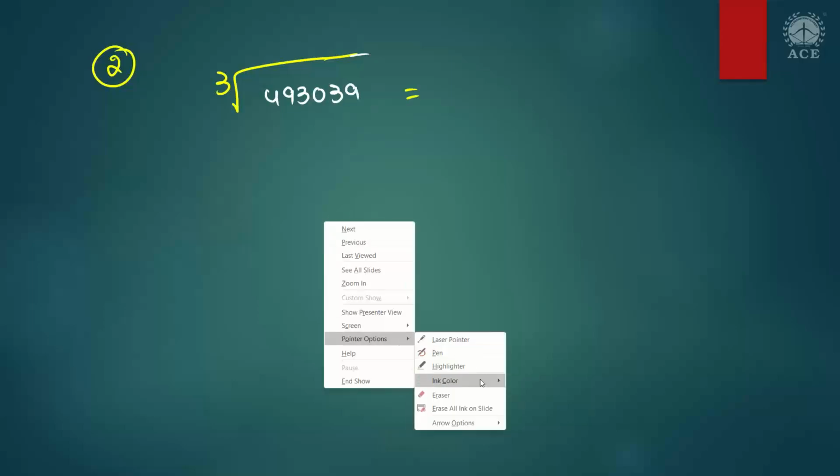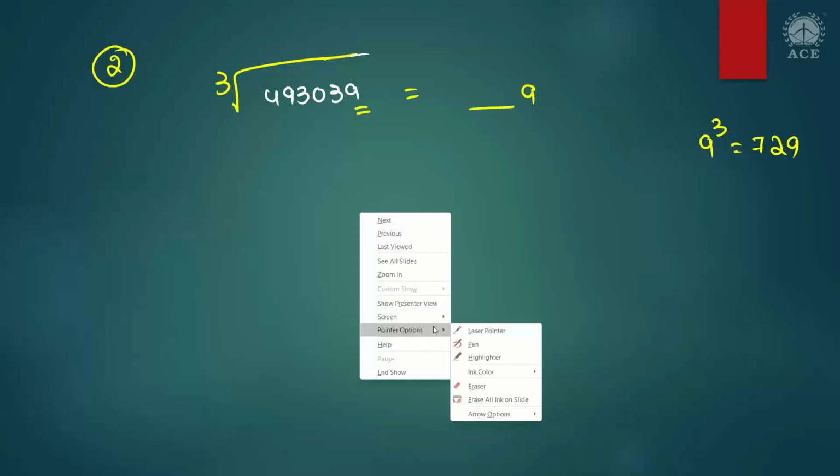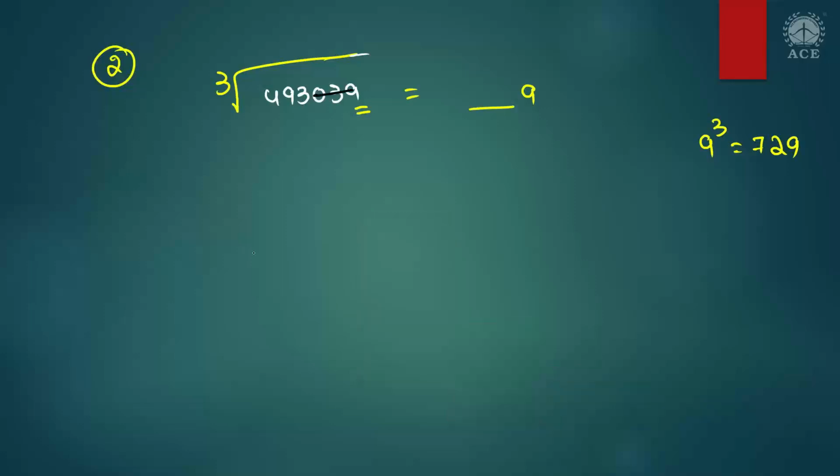Which cube is ending with 9? If you recall, 9 cube is 729. As we have 9 here, I can put 9 at the end. As you already decided 9 there, now you can remove these 3 digits.